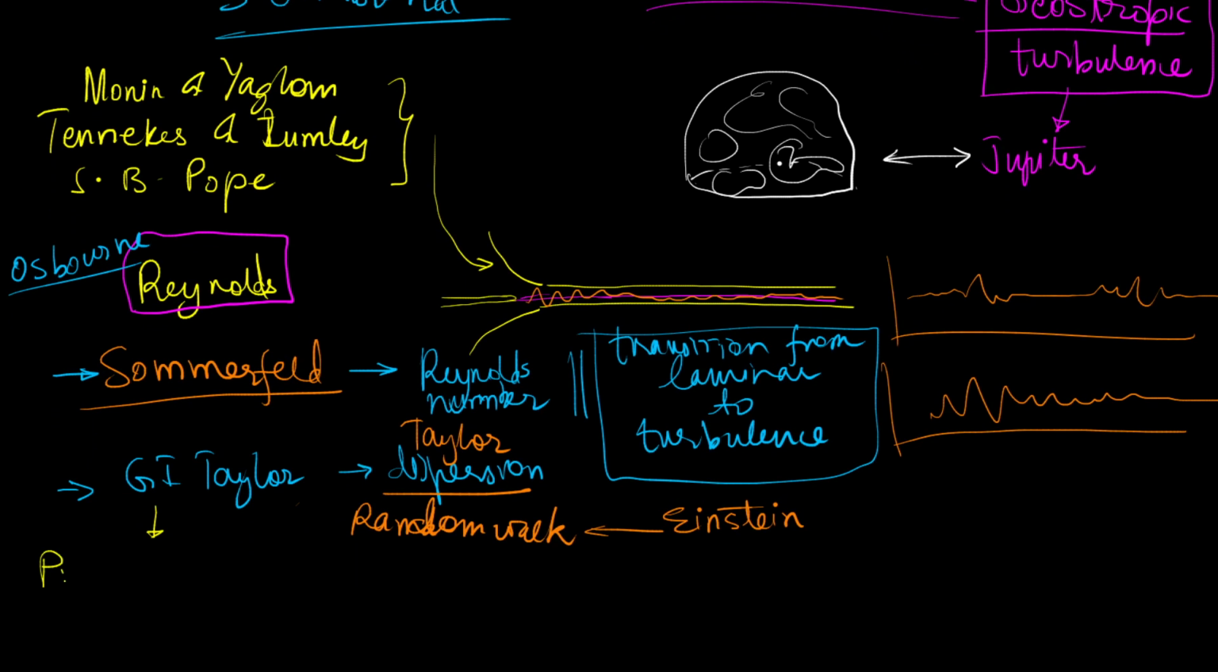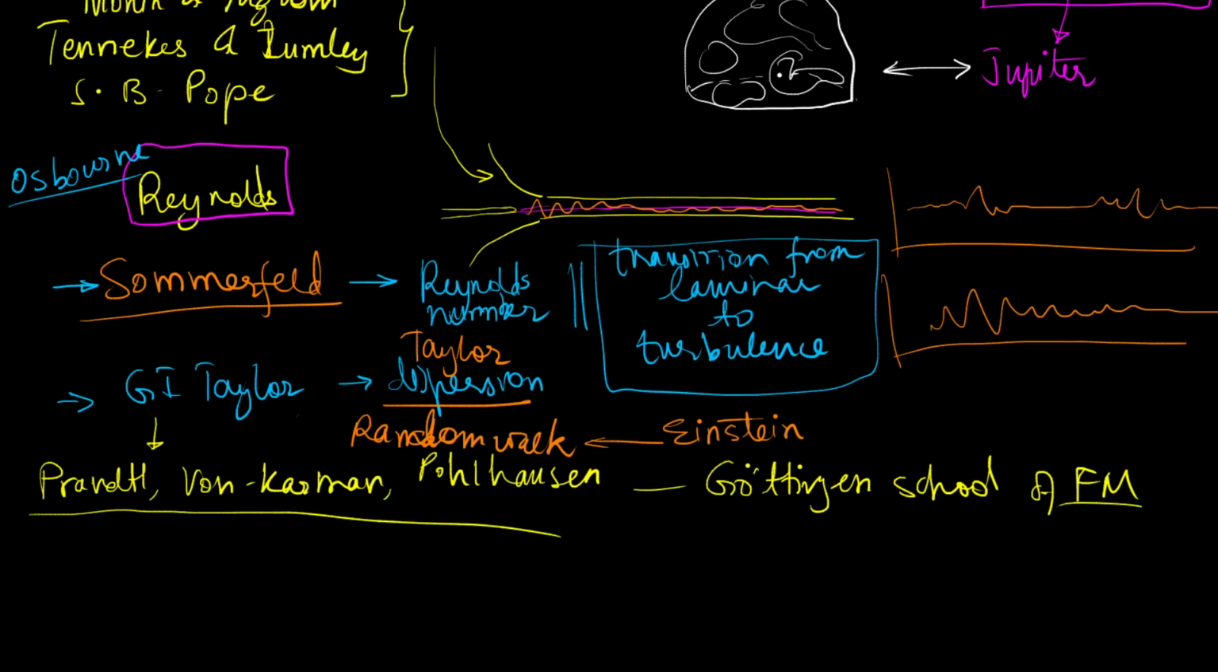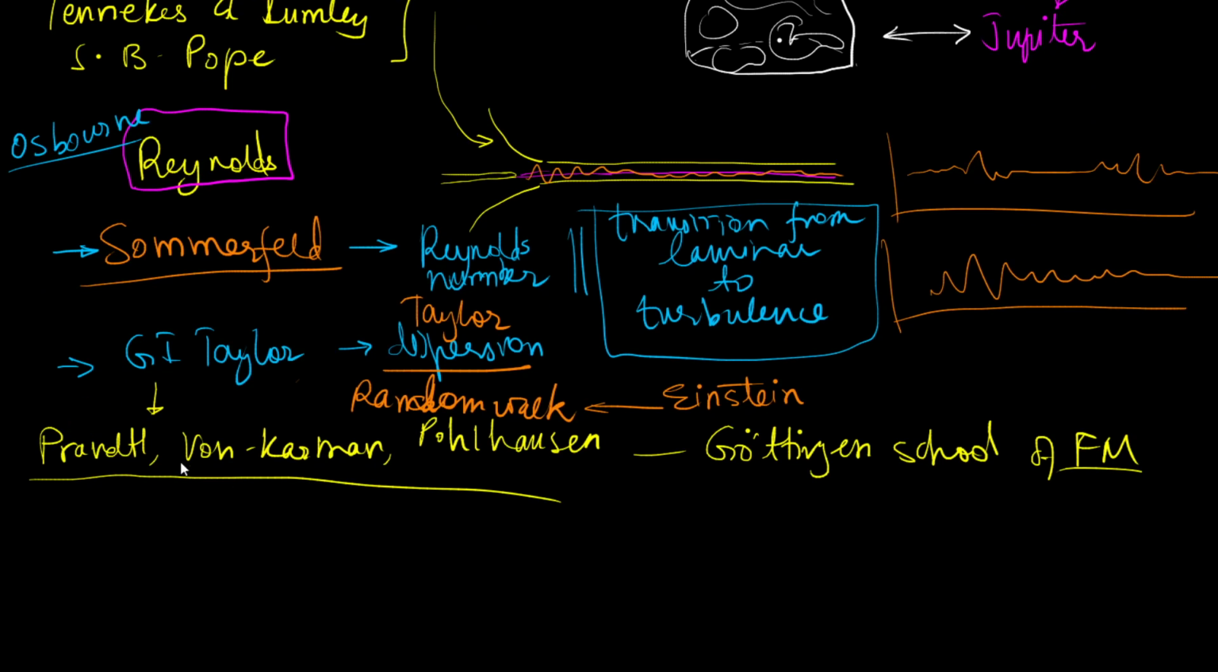Then the school of Prandtl, von Karman, Wohlhausen. Okay, this is what is known as the Göttingen school of fluid mechanics. So the Göttingen school of fluid mechanics had several contributions which involved the Prandtl mixing length theory.